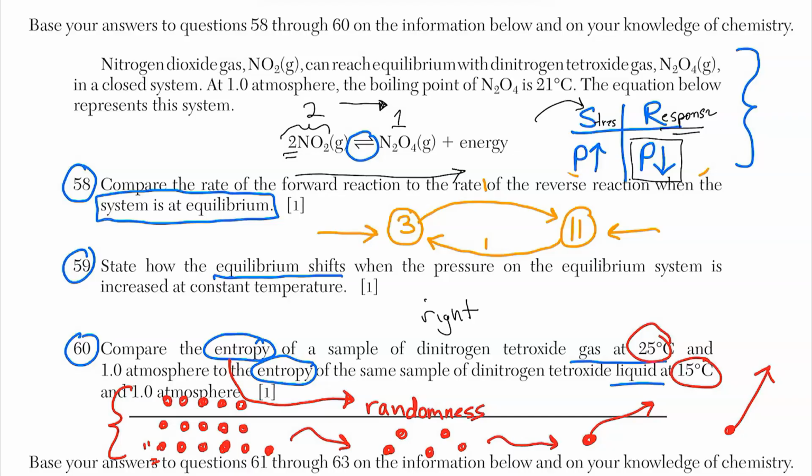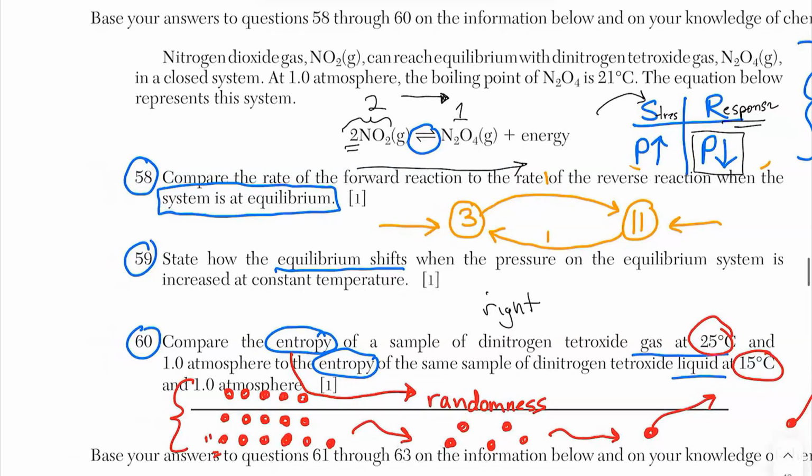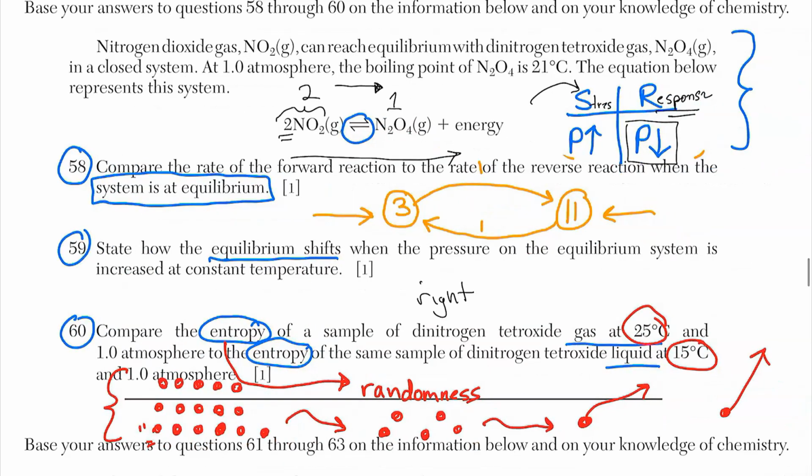The ability to spread out, be independent, be more random is how the universe wants to work. Energy that's stored in a small area wants to be free, okay? And we know that gases have greater molecular motion. So in any case, you would say that the gas, of course, has greater randomness than the liquid.